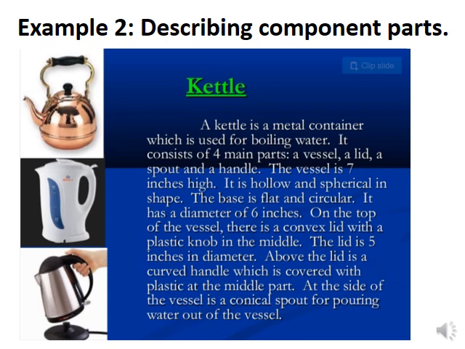The vessel is 7 inches high. It is hollow and spherical in shape. The base is flat and circular. It has a diameter of 6 inches. On the top, that's another of those phrases you would often use to describe component parts. On the top of the vessel, there is a convex lid with a plastic knob in the middle. The lid is 5 inches in diameter.